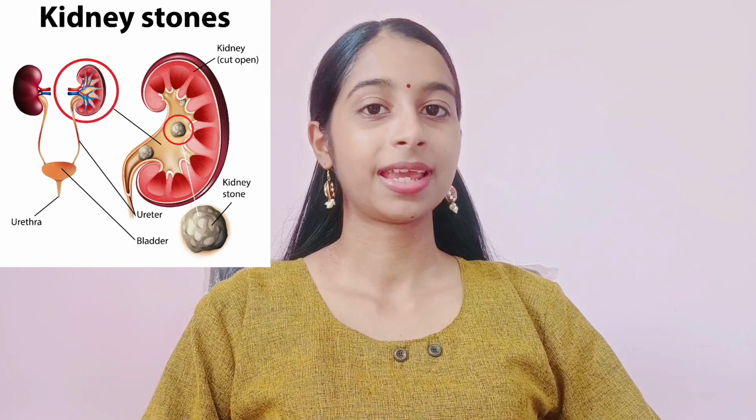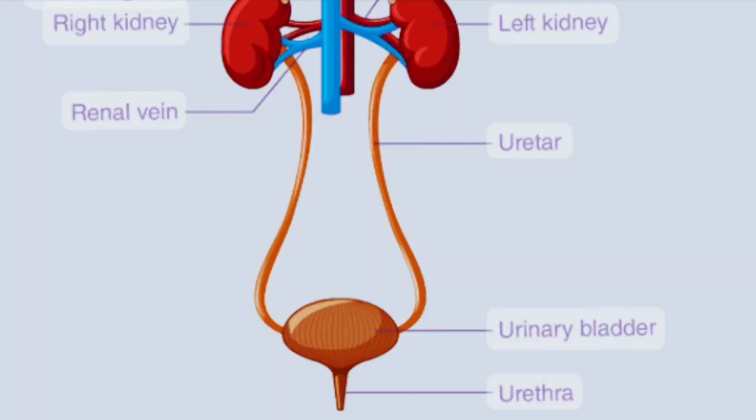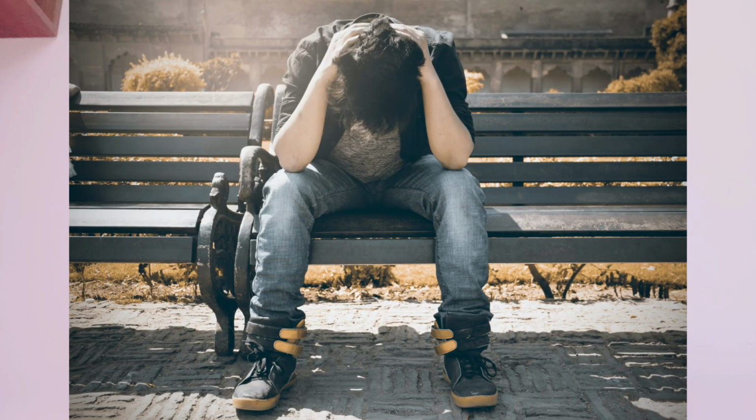In today's video, I'll be discussing renal stones. Renal stone, also known as kidney stone, is a common disorder of the renal tract. As you might know, the renal tract consists of two kidneys, two ureters, a bladder and a urethra. Usually a stone is formed in the kidney, but later due to gravity it can come down to the ureter as well as to the bladder. It is commonly seen in men than women.